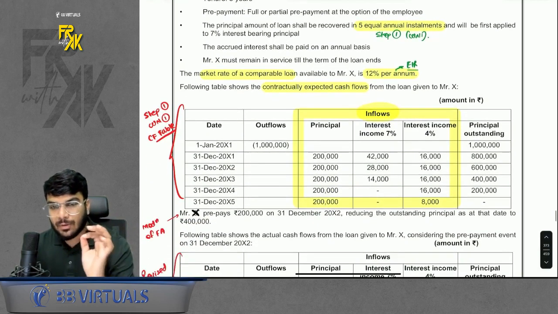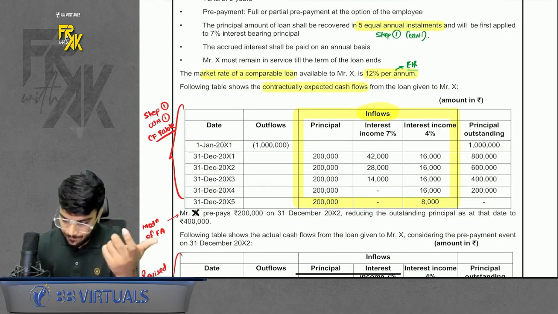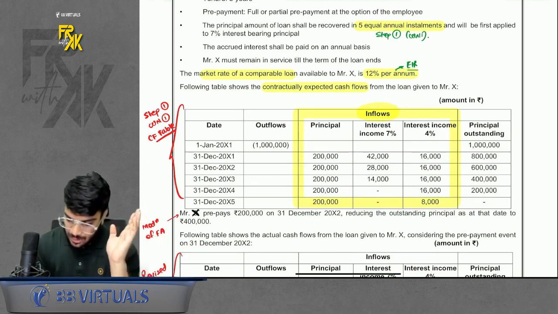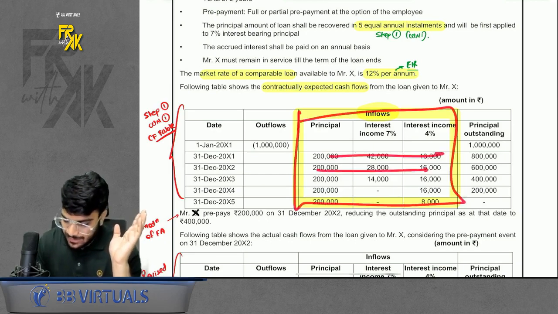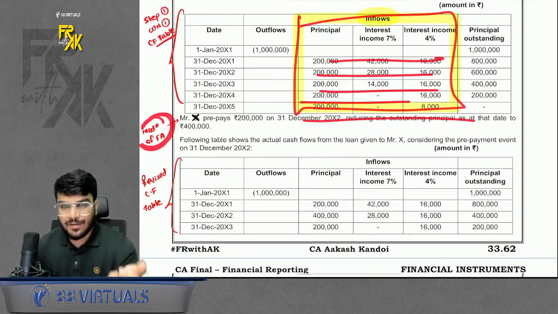Luckily, that working note is given in the question. In step number 1, prepare a cash flow table. That is already given. I said, when the question is big, the given information is more. So how much of the cash flow each year is given in the question. Okay. Then some modification happens.